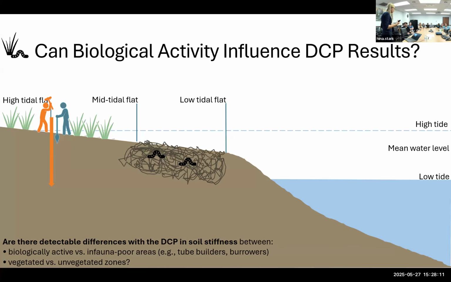And then, can biological activity influence DCP results? I know, Nina, that you did measurements with Blue Drop and worms together. If you can see a difference, the question is, when you go deeper into the soil, can you see something as well? And is there a difference between vegetated and unvegetated zones? Is it really useful in those zones, or is maybe one of the instruments not really useful when you have a lot of worms in the ground, for instance?